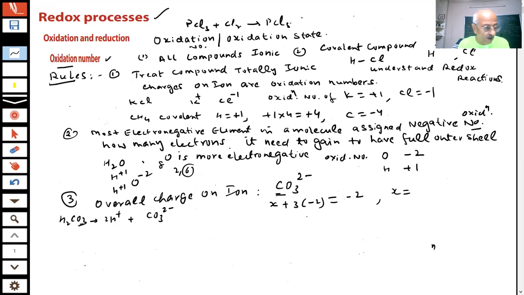So assign the oxidation number according to the overall charge on the molecule or ion, taking into account the sign and coefficients of all the elements which are present in it.